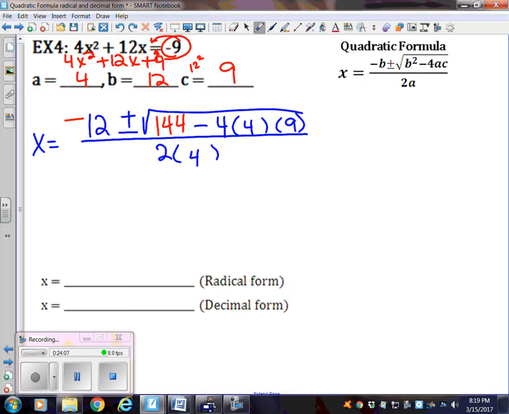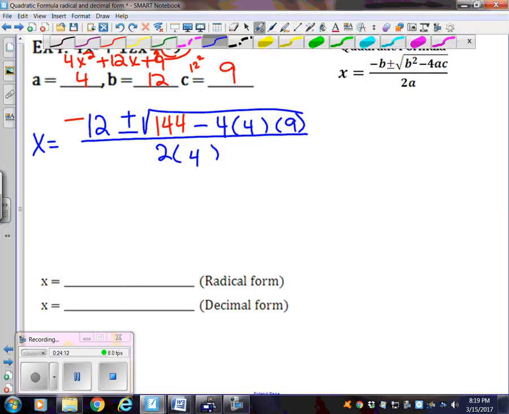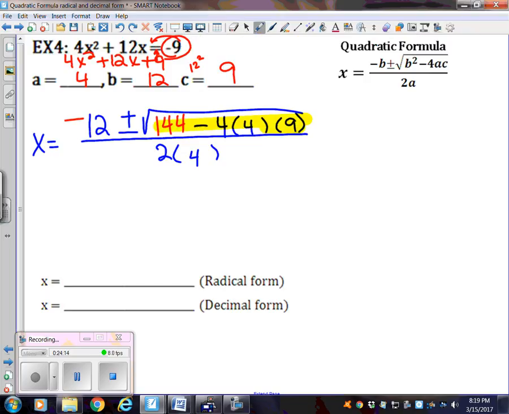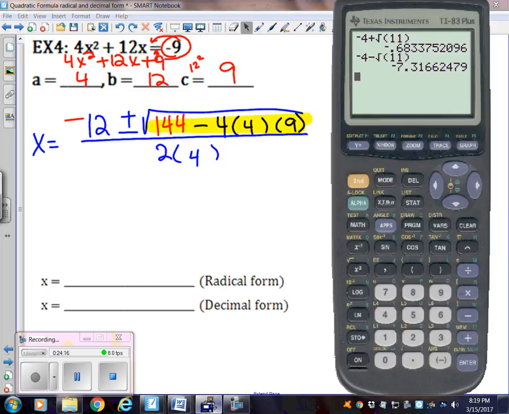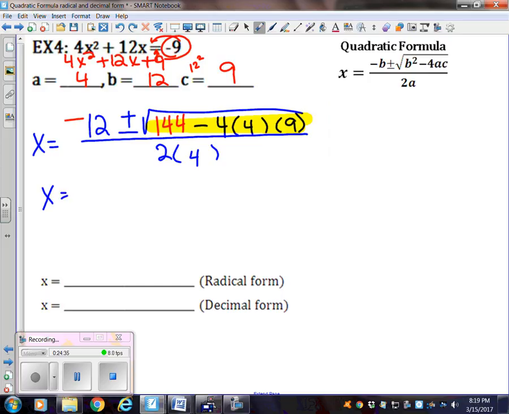All right. Calculators. This is a lot of calculations. What are we calculating first? The part that's under the square root is what we're going to put in our calculators first. So here we go. Clearing out the old. 144 minus 4 times 4 times 9. I can use the times button or I could use parentheses, same thing. This answer is what? 0. So this is going to be x equals negative 12 plus or minus the square root of 0 over 8.